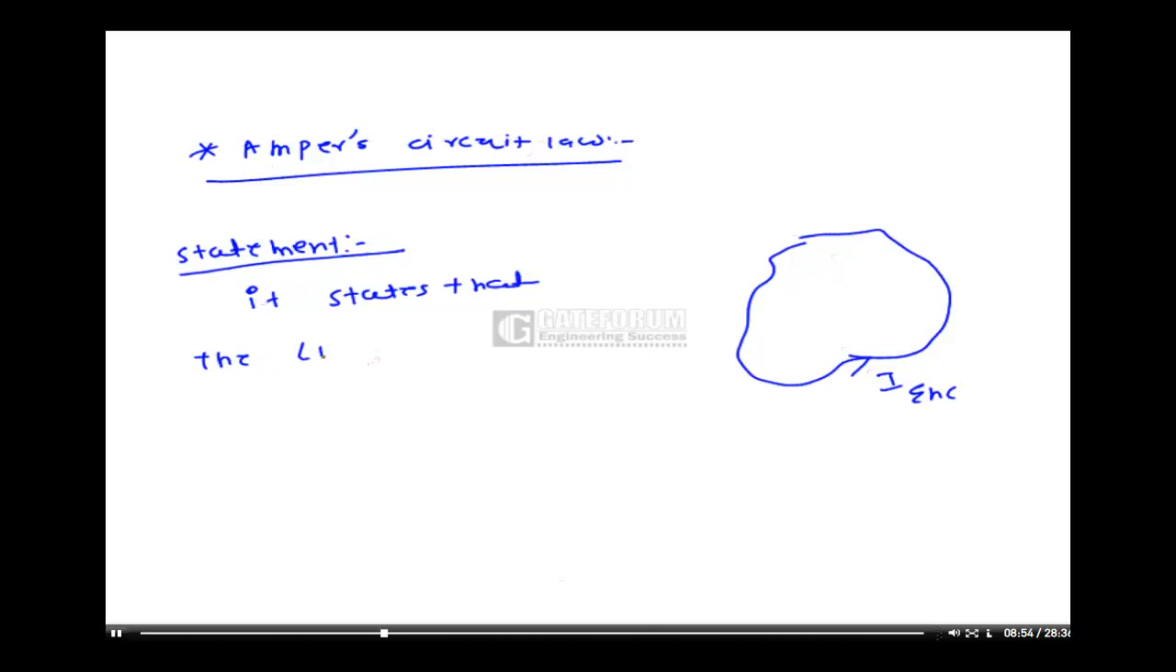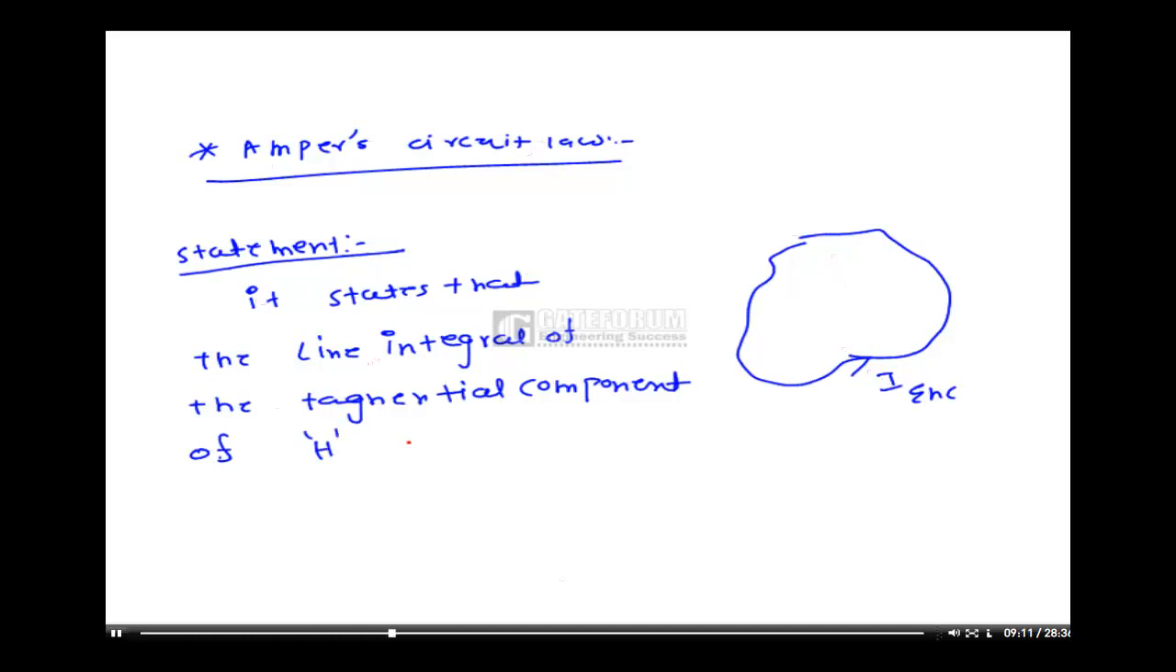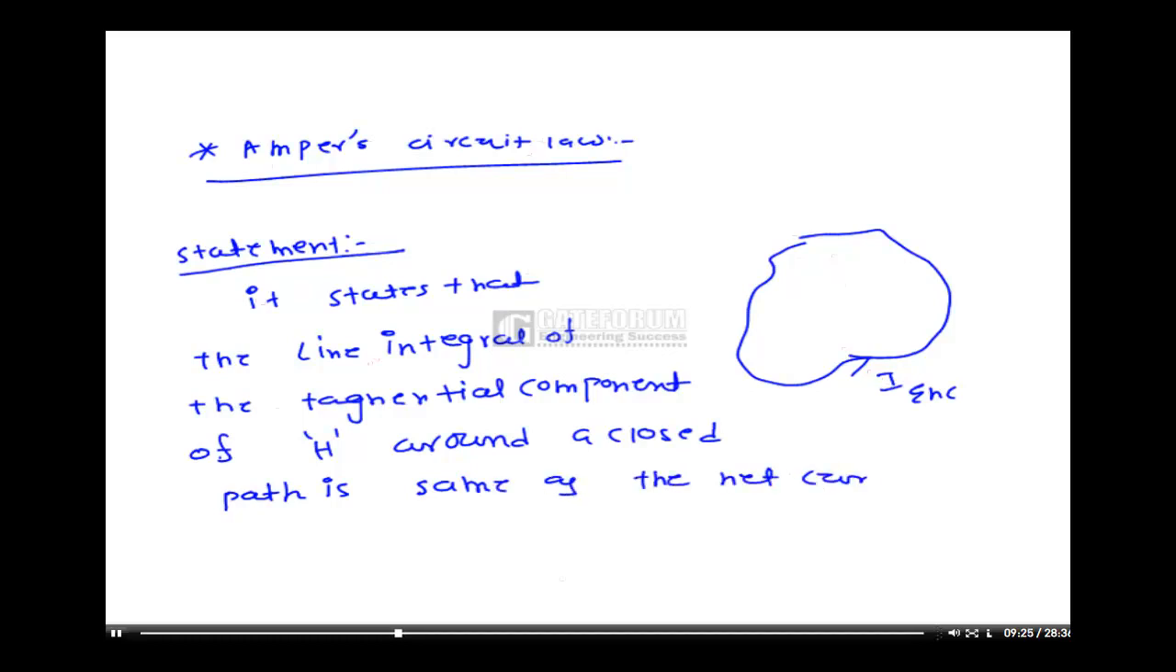the line integral of the tangential component of H around a closed path is the same as the net current enclosed by the path.